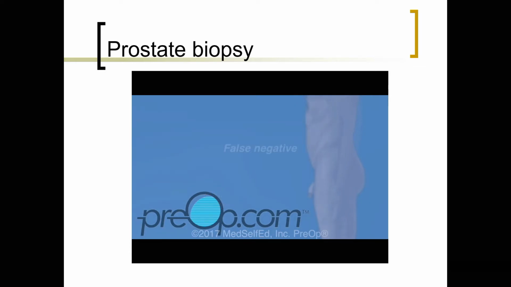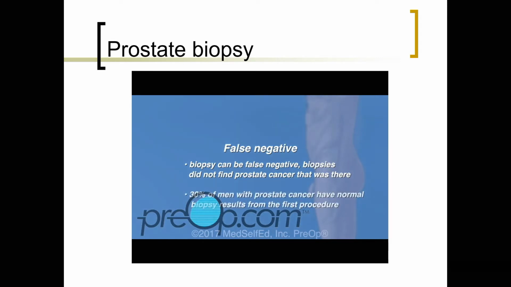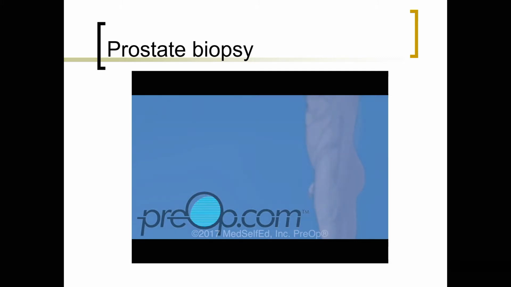A biopsy can be false negative. That means the biopsies did not find prostate cancer that was there. 30% of men with prostate cancer, about 1 in 3, will have normal biopsy results from the first procedure. A second procedure with more biopsies is done to search for prostate cancer if a PSA stays high and cancer is strongly suspected but was not found with the first set of biopsies.